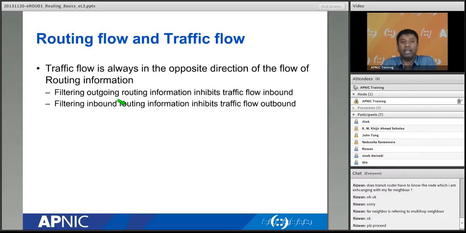In routing flow and packet flow, if we filter outgoing routing information, then eventually we are inhibiting inbound traffic flow. It means I am not sending my home address to you, so you as traffic cannot come the other way around. This is what we normally call filtering your traffic on the control plane.